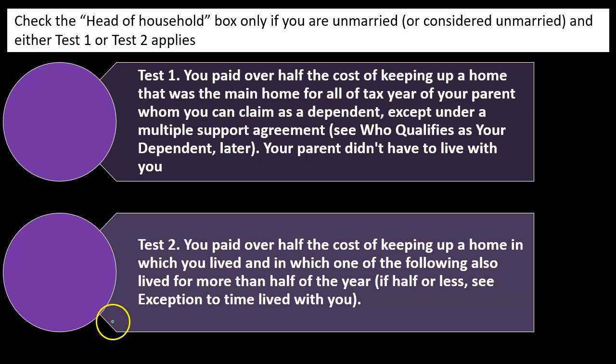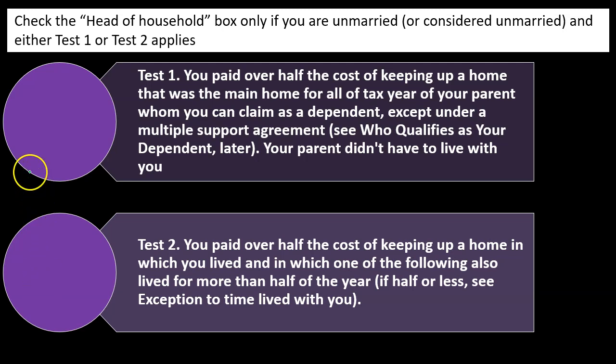for all of the tax year of your parent, whom you can claim as a dependent except under a multiple support agreement. See who qualifies as your dependent later. Your parent didn't have to live with you. Test 2. You paid over half the cost of keeping up a home in which you lived and in which one of the following also lived for more than half of the year. If half or less, see exception to time lived with you.